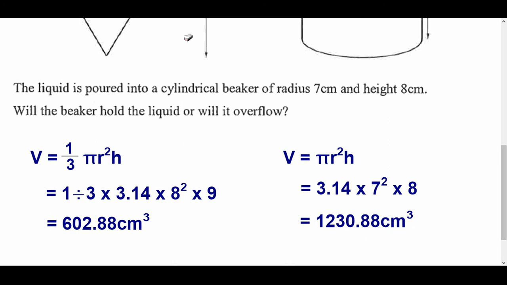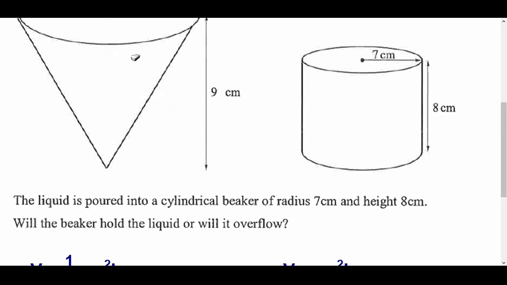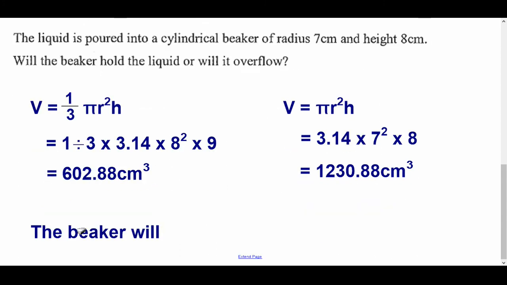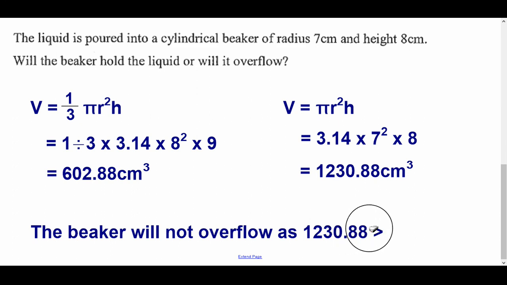So the cylinder is quite a bit bigger than the cone. So the question is, will the beaker hold the liquid from the cone? Well, yeah, because the cone's not got that much in it compared to the beaker, is it? Okay, so the beaker will not overflow, and I like to say because 1230 is greater than 602, and that's it. But remember, this question will not appear in your test.